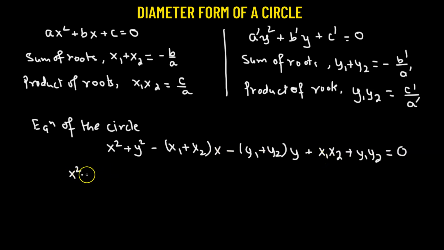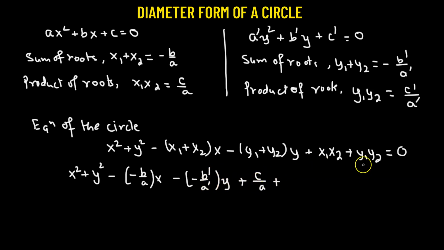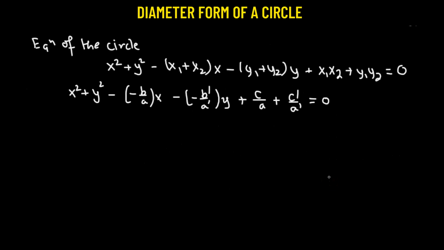We get x squared plus y squared minus (negative b over a) times x minus (y1 plus y2, which will be negative b prime over a prime) times y plus x1 times x2, that's c over a, plus y1 times y2, that's c prime over a prime. So this is the required equation of the circle. But what to do? We'll further simplify this.